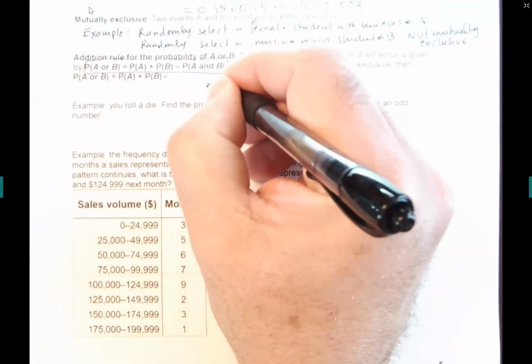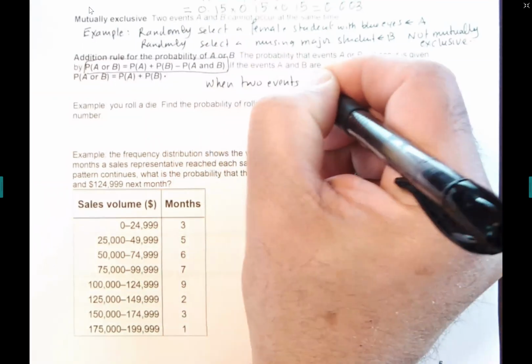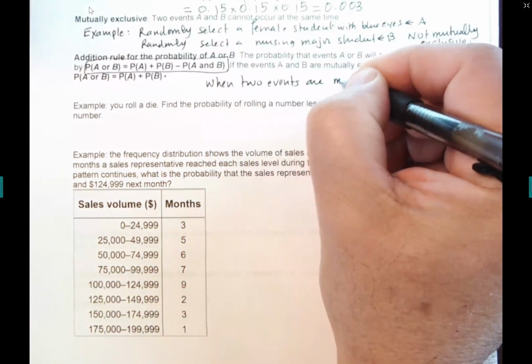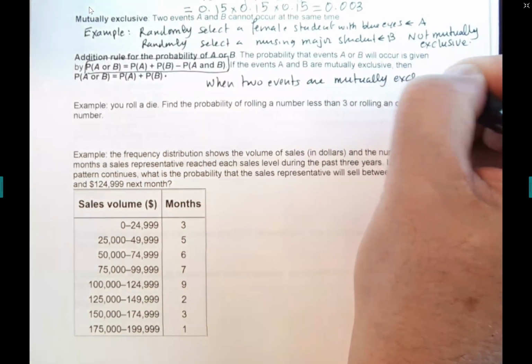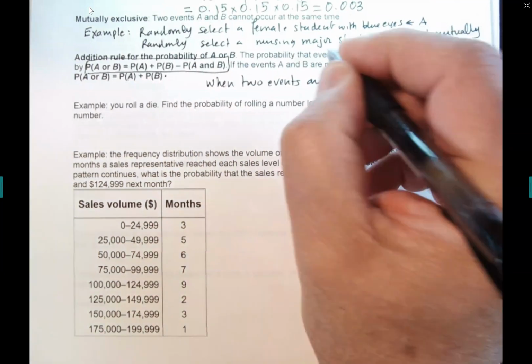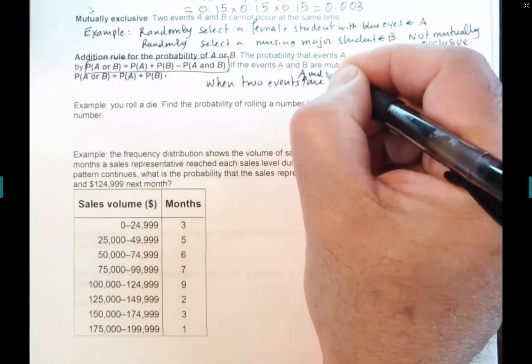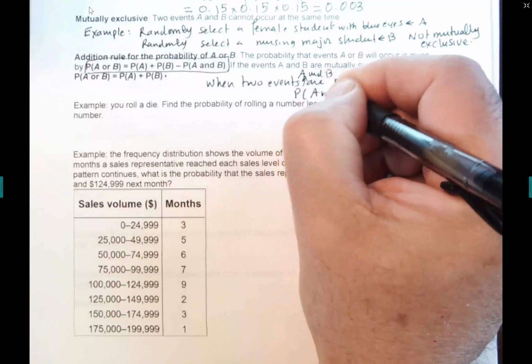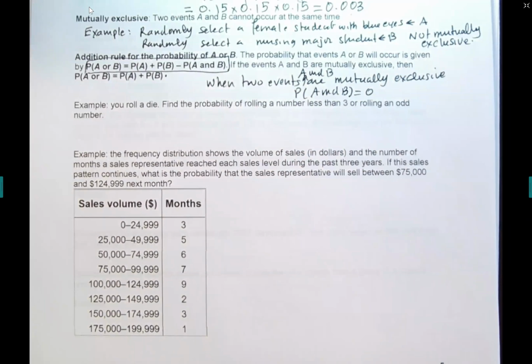When 2 events are mutually exclusive, guys, let's say 2 events A and B. Probability of A and B equals 0 because they have no intersection. And A and B is all about intersection.